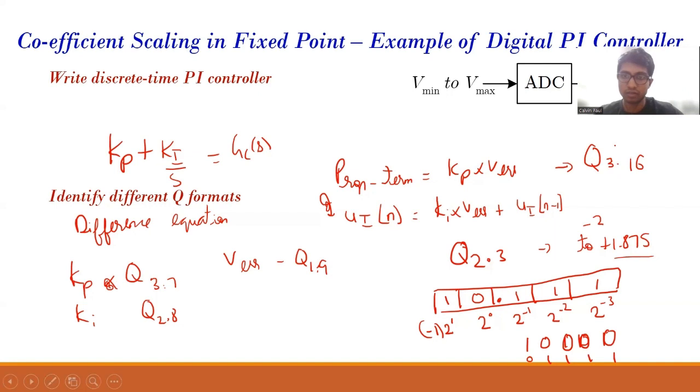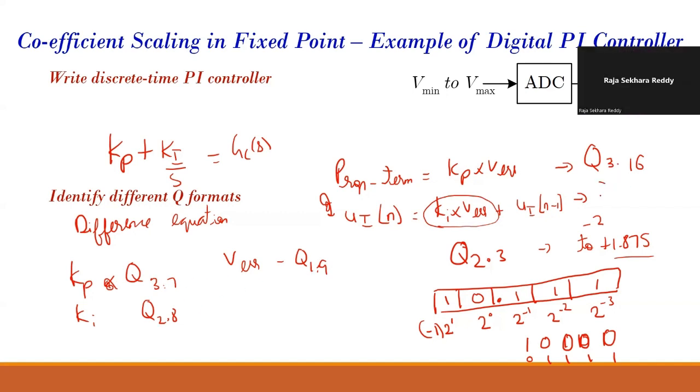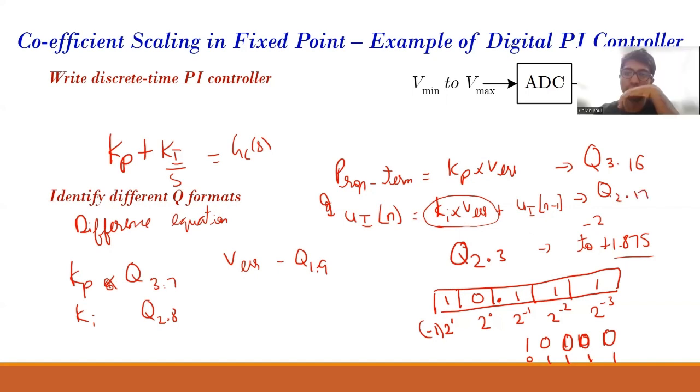Similarly, for KI into V error, KI is Q2.7 and V error is Q1.9, so it will be Q2.17. Okay, so each one has a different Q format.